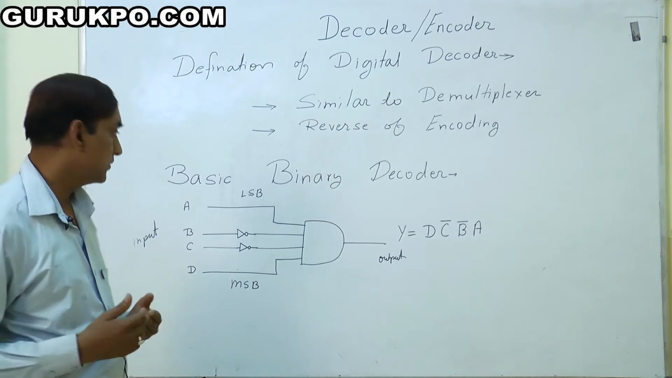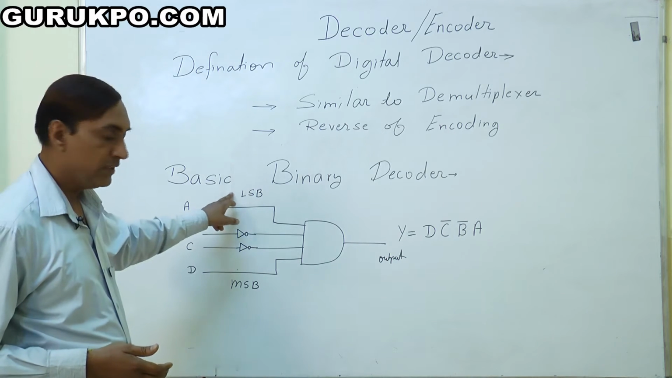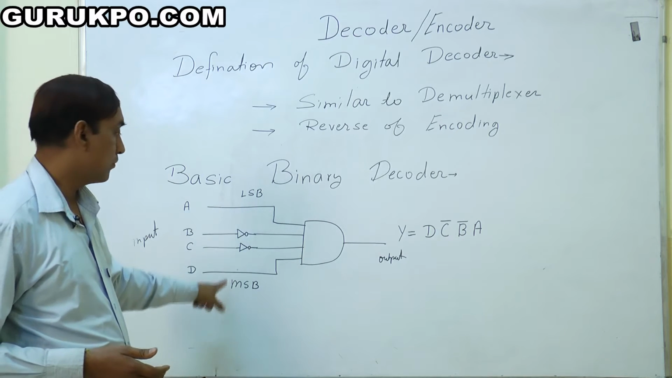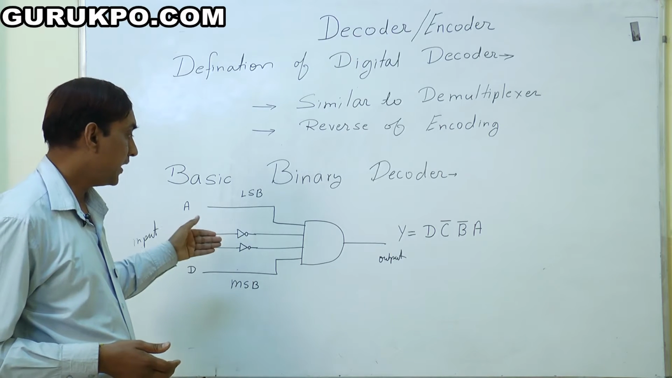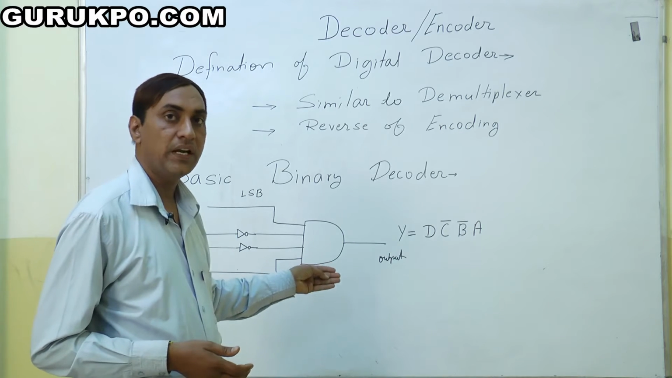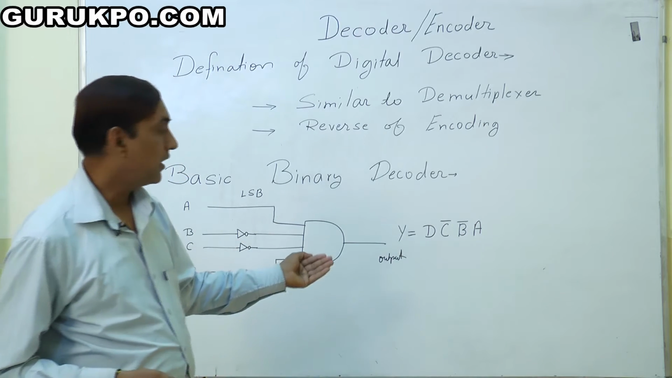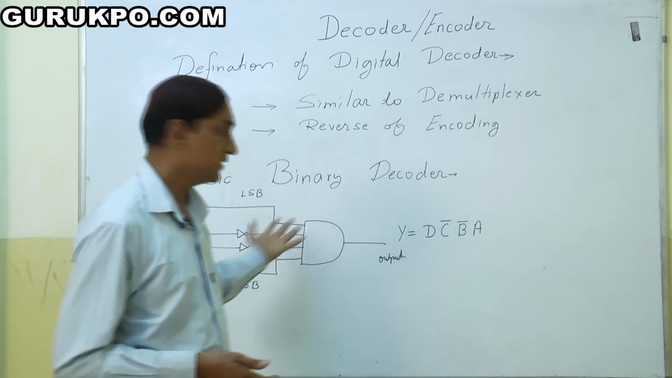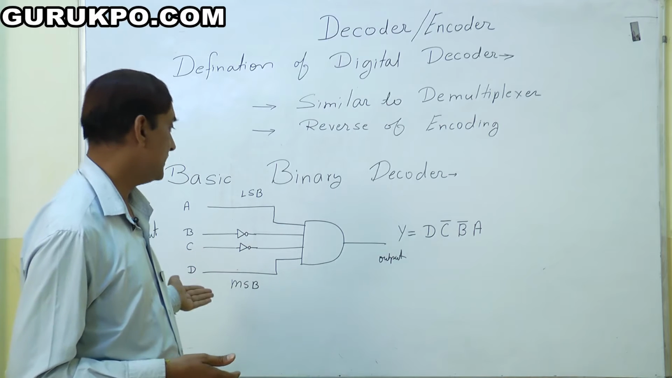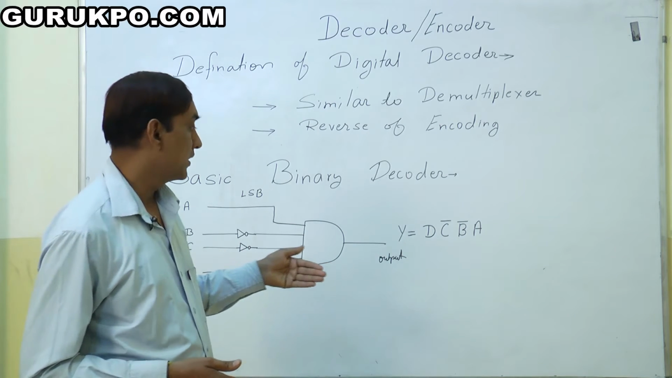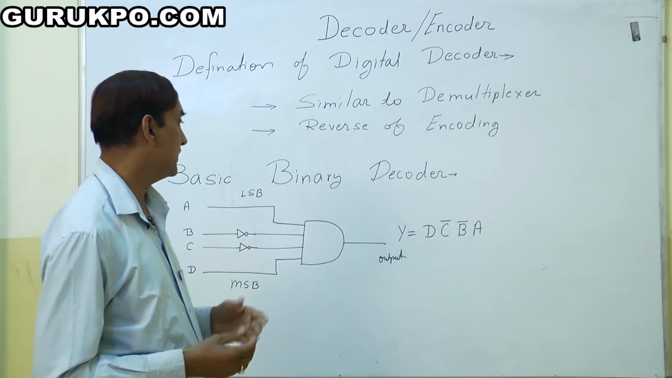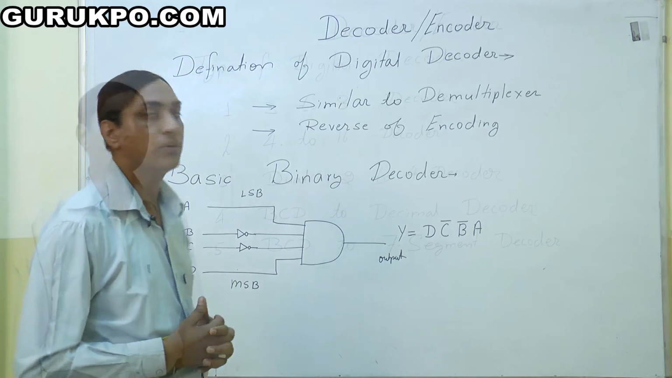These are the data lines. We say this is the LSB and this is the MSB: least significant bit and most significant bit. These data lines go into the AND gate, so here we get the AND operation, and we get the output in the Y form. So this is the decoding. With 4 lines coming in, we get the output in Y form, one line. So we simply define this as the basic decoder.